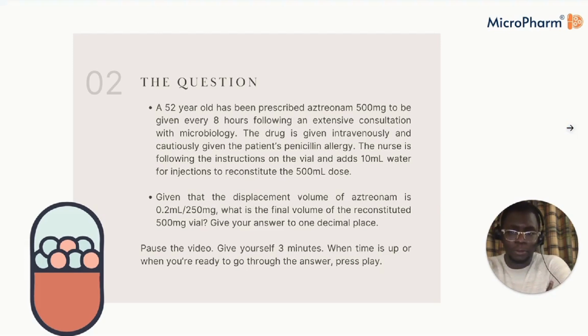A 52-year-old has been prescribed aztreonam 500 milligrams to be given every 8 hours following an extensive consultation with microbiology. The drug is given intravenously and cautiously given the patient's penicillin allergy. The nurse is following the instructions on the vial and adds 10 ml of water for injections to reconstitute the 500, that should say, milligram dose. Given that the displacement volume of aztreonam is 0.2 milliliters every 250 milligrams, what is the final volume of the reconstituted 500 milligram vial? Give your answers to one decimal place.